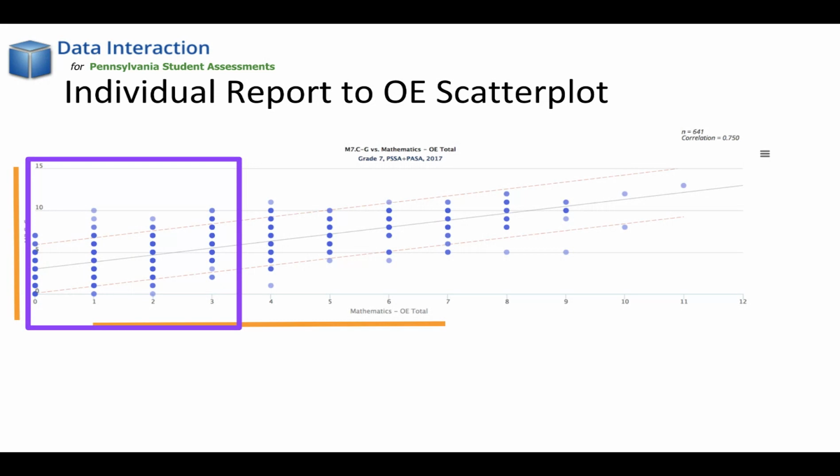What the correlation is showing is that fewer scores on the open-ended are also related to fewer points earned in geometry. Now, there were a few students here who are outliers, but here is our correlation band, and here is the range, a standard error range for that correlation. There are 641 students represented here, so it gives me a good sampling of how our students in this particular district are scoring on geometry as compared to all of the open-ended.